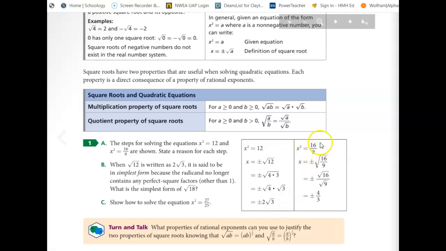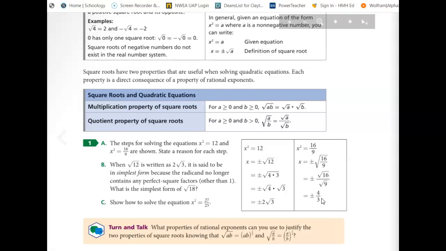So now let's take a look at the fraction part, okay? Here we have 16 divided by 9. So when I take the square root of both sides, I get plus or minus the square root of 16 divided by 9. So I am allowed to take the square root of both sides independently. And when I do that, they both simplify into integers. So my answer in simplest form becomes plus or minus 4/3.